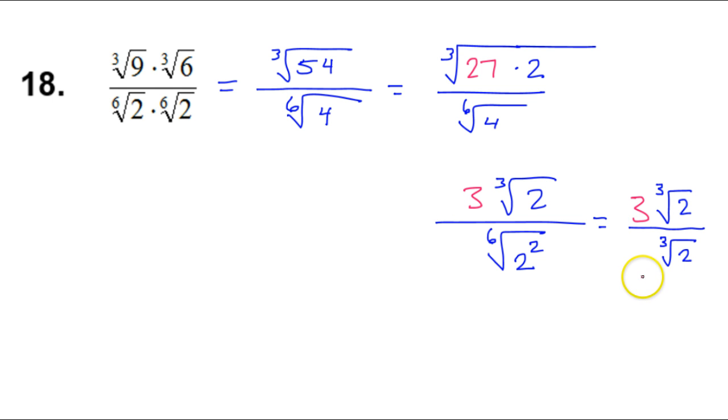What do you think I'm going to do now? You're so clever. Cube root of 2 and cube root of 2 are exactly the same. So I can throw those out, and my final answer is just going to be 3. So that is the answer to number 18. Told you it was tricky.